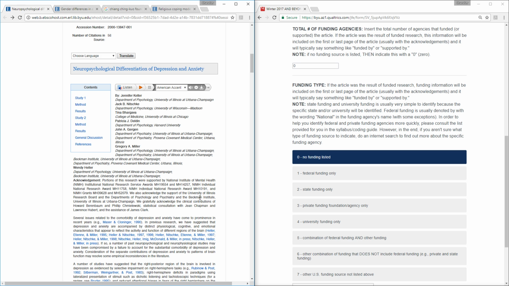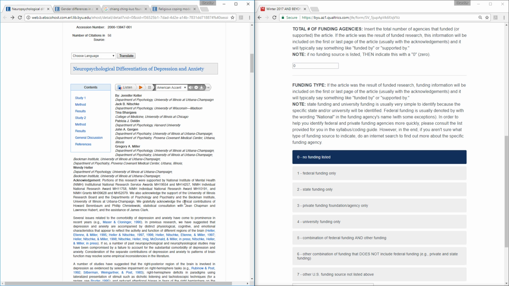The second listed source, we have University of Illinois Research Board and the Departments of Psychology and Psychiatry and the Beckman Institute, University of Illinois at Urbana-Champaign. So here we have University of Illinois and then pieces of the University of Illinois at Urbana-Champaign. So these are both part of the University of Illinois university system. So this will count as one single funding agency as the University of Illinois. So when things come up like this and you have specific departments or institutes that are part of a college, you need to pay attention, and then pay attention where else it's listed in the acknowledgement section so that there's no double counting.